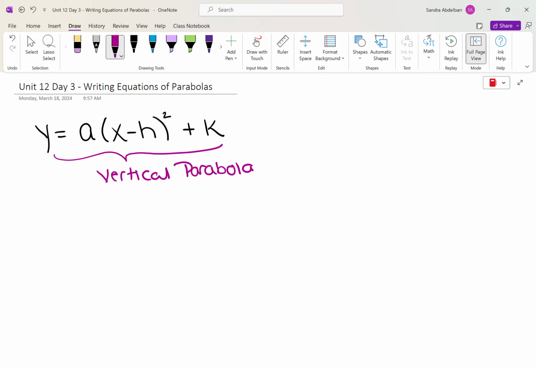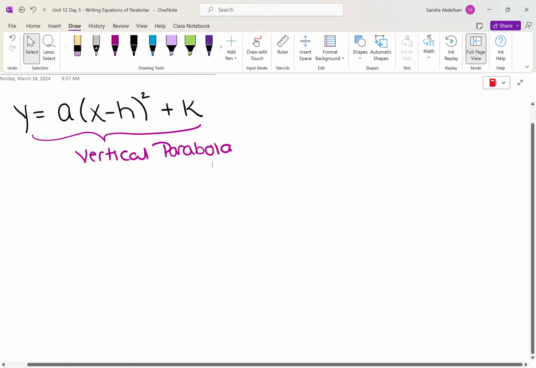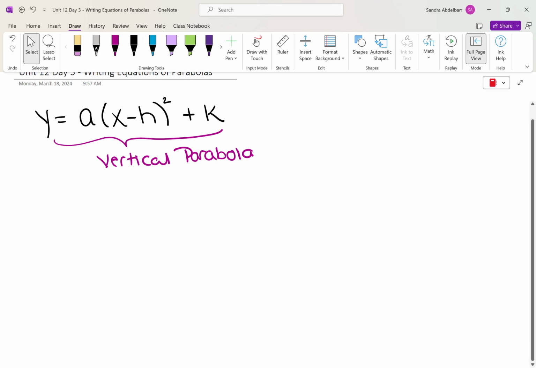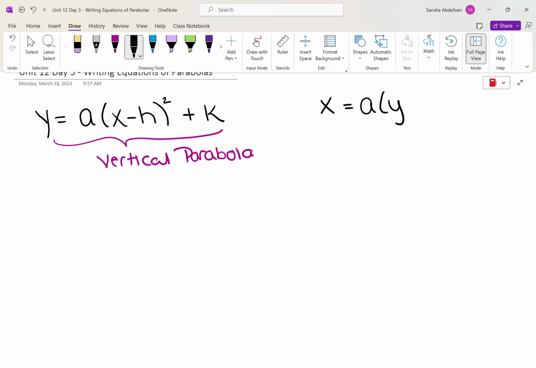All right, what is a horizontal parabola in vertex form? What does that equation look like? Tori? You got it, perfect. So this is our horizontal parabola.